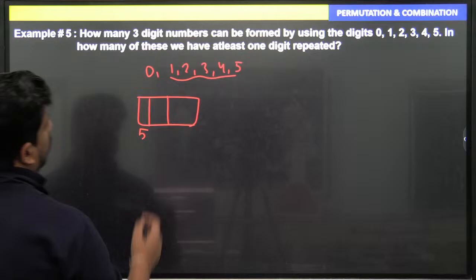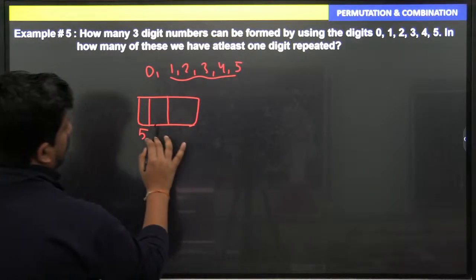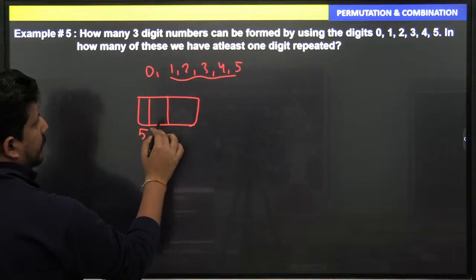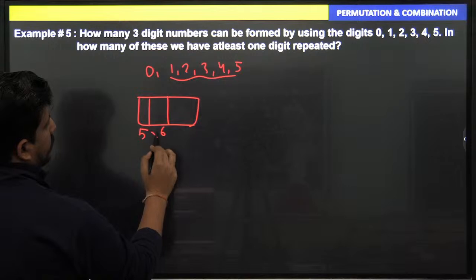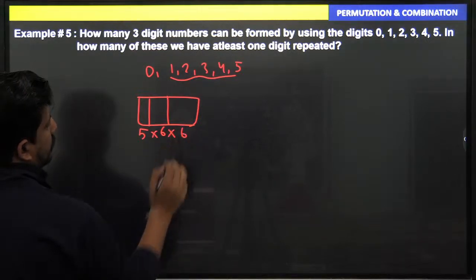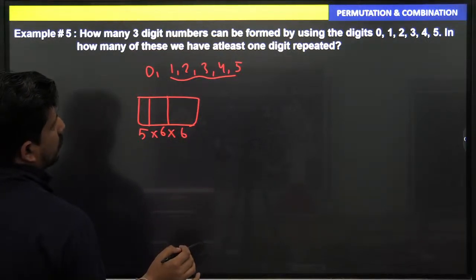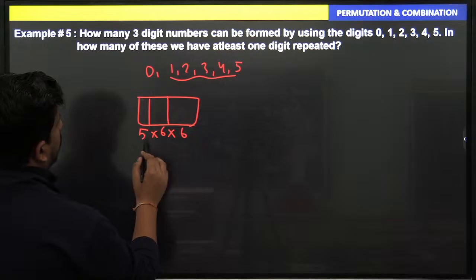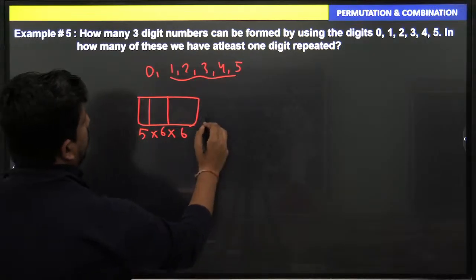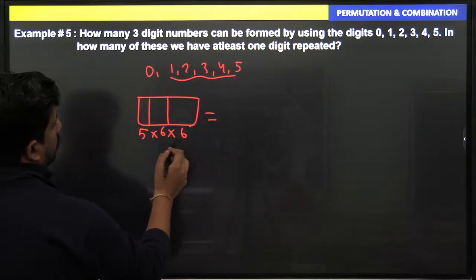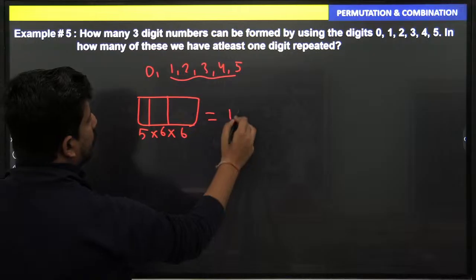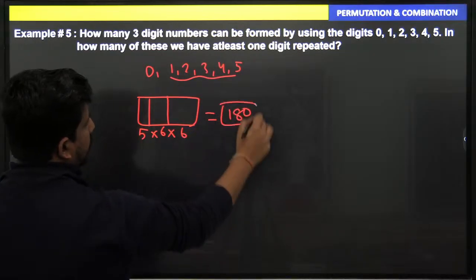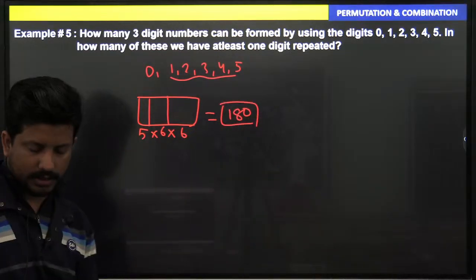So here how many options? 6 options. Here the number comes also, and this number comes also. So 6 options, and here also 6 options. So how many? 5, 6, 6. That is 180 numbers which you can make.